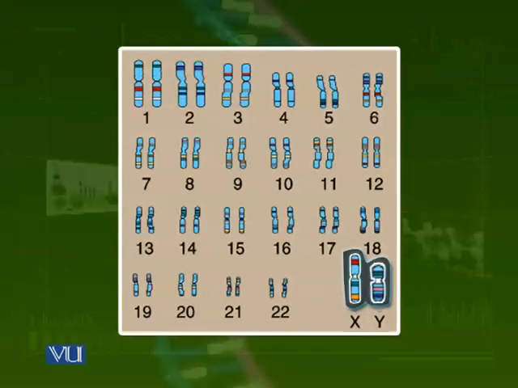Just one pair, as you can see, the last pair in the right corner down, has an X and a Y. This XY pair is the only set that is different in human males and females. Males have a set of XY. So in this pair, the chromosomes are not homologous. They are not alike. Y is different from X. But in females, this is again a homologous pair, which makes XX. So in females, all the pairs are homologous, but in males, one pair is not homologous.